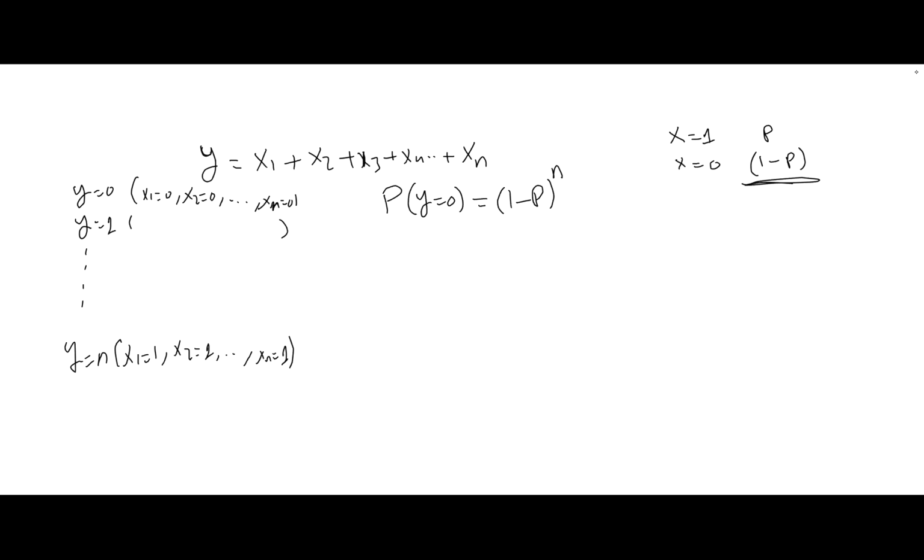Also, the last one is easy. The probability that y equals n means that x1 equals 1, x2 equals 1, x3 equals 1, until xn equals 1. And for this to happen, the probability of each one is p, so it will be p times p times p, n times. So it will be p to the power of n. So these two cases are actually easy to find. But in the middle, we need to think a little bit more. To explain what is going on in the middle, let me take a very simple example with 3 cases to see what is going on.